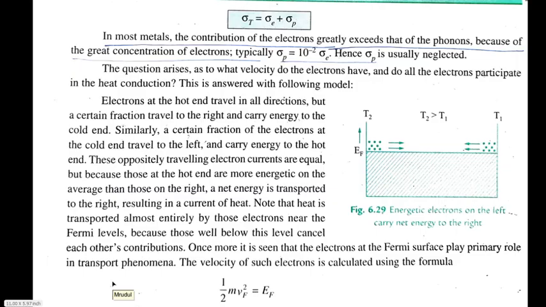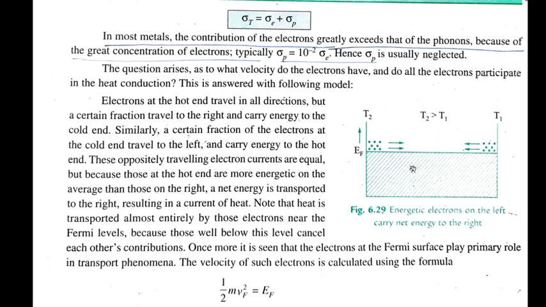So, in general, sigma T, the thermal conductivity, has two parts: the thermal conductivity carried by electrons, and the thermal conductivity carried by conduction through the phonon. And if you look at the magnitude, look here, sigma P is 10 to the power minus 2 times sigma electron. That means compared to the electron contribution, sigma P is very small, and therefore sometimes, for a better understanding, it is neglected as well.